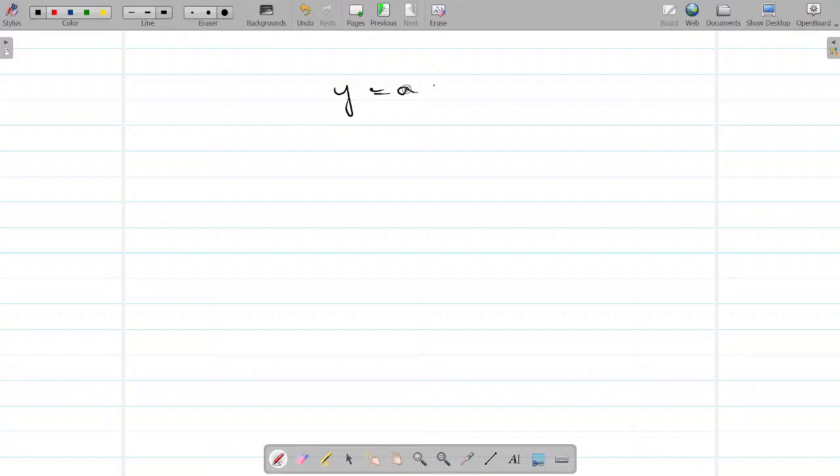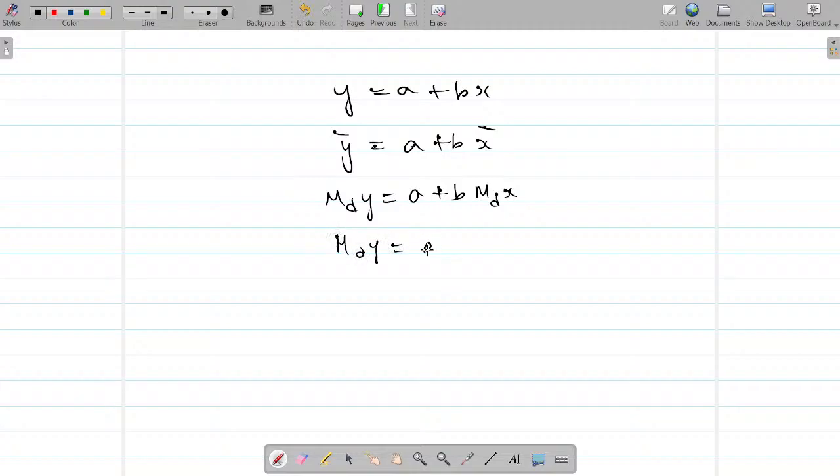Y is equal to a plus bx. What is y bar? Change of origin and scale concept: a plus b x bar. What is median of y? A plus b into median of x. What is mode of y? A plus b into mode of x. This is one concept, related to averages.